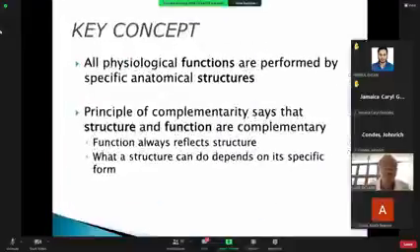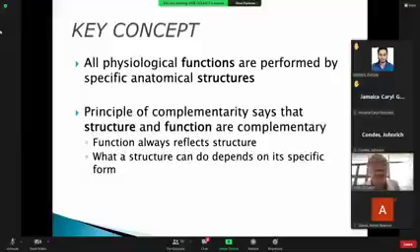So the key concept: all physiological functions are performed by specific anatomical structures. For example, the anatomical structure of the cell: you have the cell membrane. In cytology, the cell membrane controls the movement of ions into or out of the cell. That is the microanatomy, the histological or cytological structure that controls the physiological function of the cell.